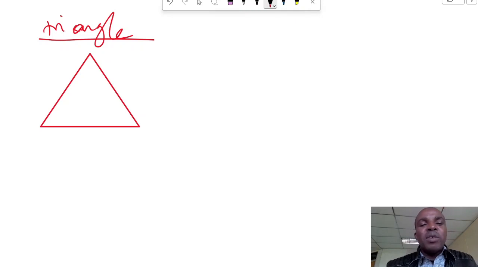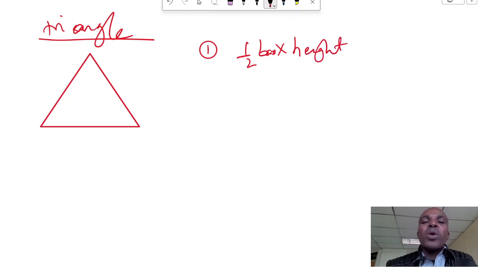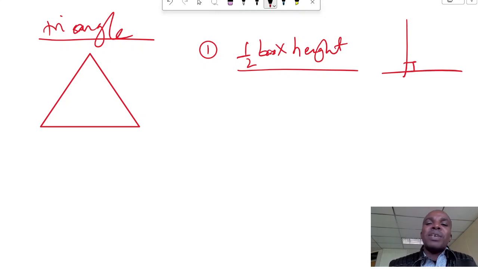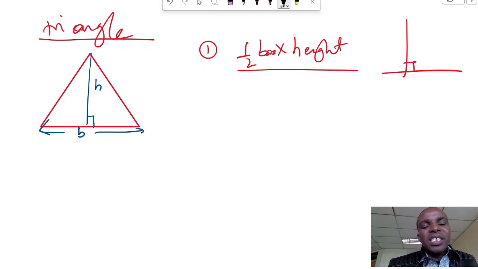We have two different formulas that we use to find the area of a triangle. Number one, we use half base times height, where we have the base and the height. Height must always be at 90 degrees, or perpendicular, to the base. Like in this case, the height can be something like this. This will be the height, then this whole thing is the base. That's the first part.